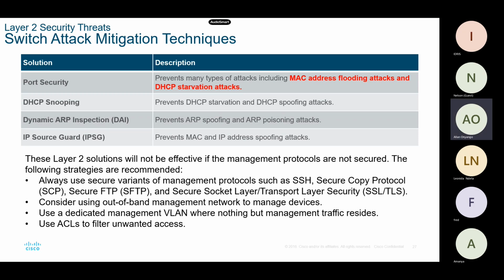For VLANs, it's important that you use a dedicated management VLAN. Do not use VLAN 1. Create another VLAN other than VLAN 1 for management purposes and configure it with the IP addresses. As much as possible, configure access control lists, ACLs, to filter unwanted access. We shall be having a whole chapter on ACLs, so do not worry so much about that.